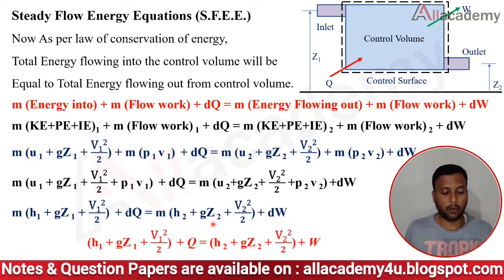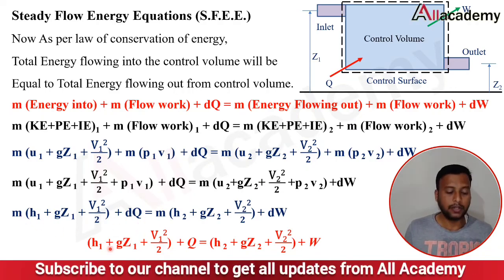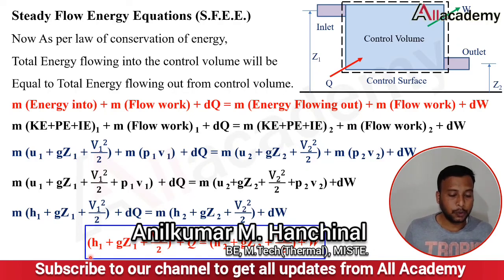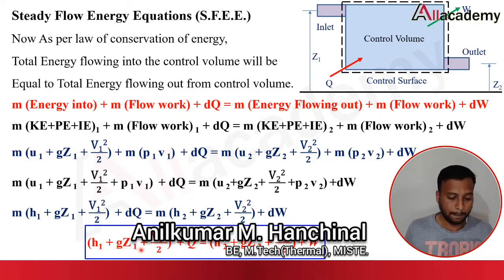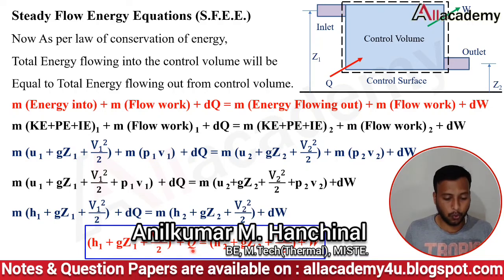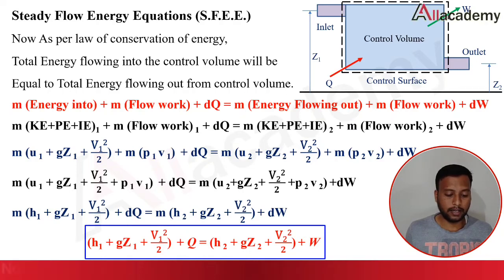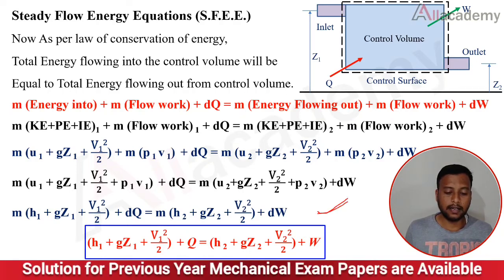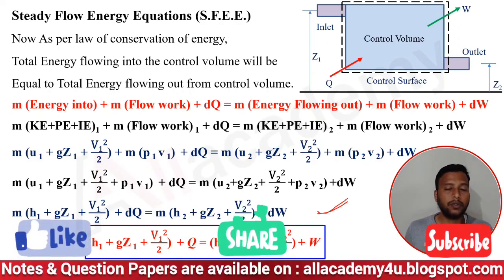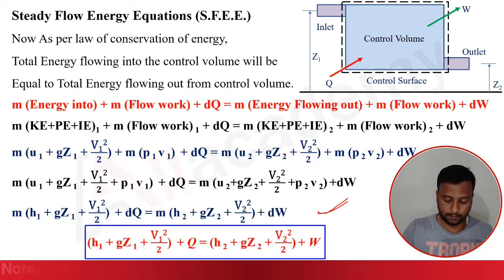Now, if I consider dq per unit mass, then the equation becomes h1 plus g z1 plus v1 square by 2 plus q will be equal to h2 plus g z2 plus v2 square by 2 plus w. So this equation is known as the steady flow energy equation. This equation, and this question, is repeatedly asked in the examination for 6 to 10 marks many times.